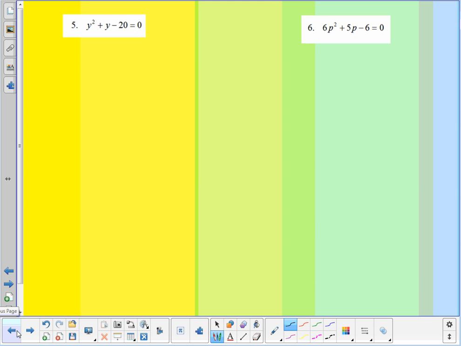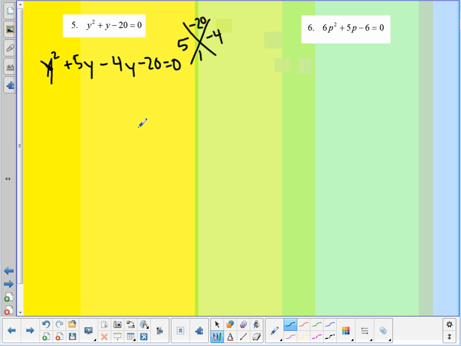Now, when I take a look at number 5, I am left with a trinomial that is not factored. It's not factored here, so I need to go ahead and factor it like I was doing back in notes 3 and notes 4. So I'm going to do that. I'm going to set up my x. I'm going to look at my negative 20 for a product, and the middle term is 1. And then two things that multiply to negative 20 and add to 1 are 5 and negative 4. So I have y squared plus 5y minus 4y minus 20, all equaling 0 still.